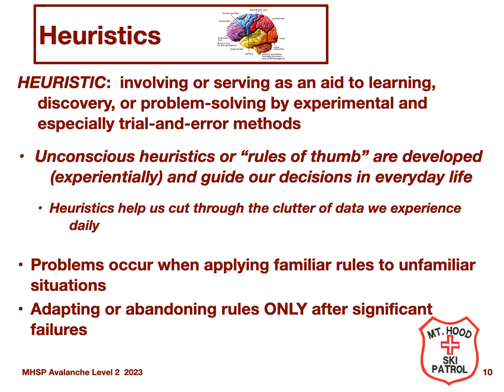Problems occur when we apply these heuristics to unfamiliar situations, like an avalanche. We're slow to modify our heuristic rules. Either they change slowly over time based on reinforcing experiences, or a major event occurs involving significant failures.